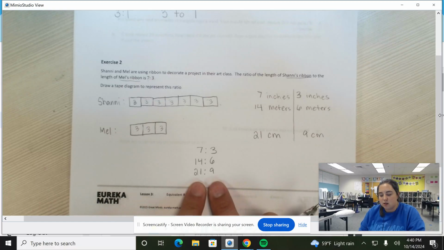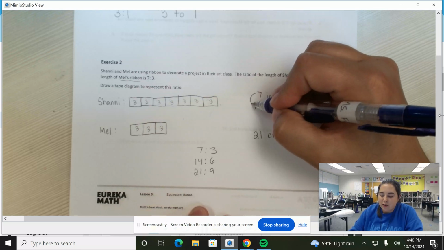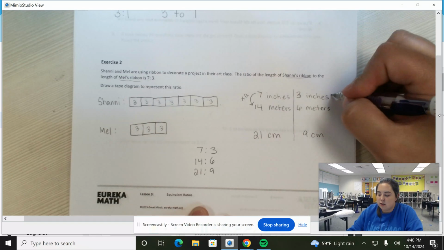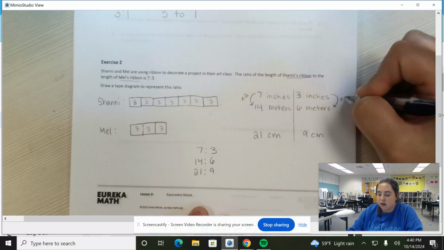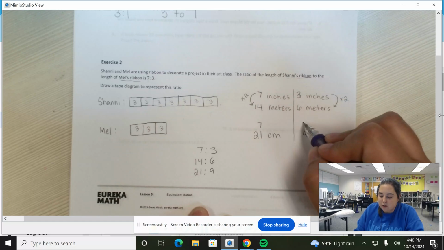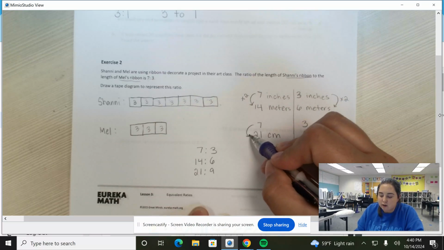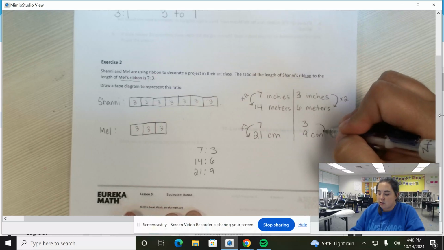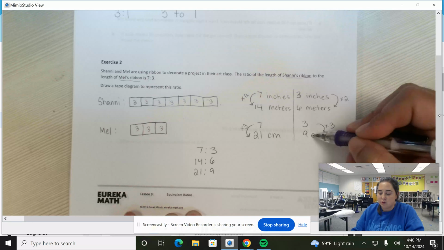So what do you notice about this? Well, something I'm noticing is that to go from that 7 to 14, it just doubled, times 2. What happened to Mel's? Did it also double? Times 2. It did. Let me rewrite down here because we had the 7 to the 3. What happened here? Well, 7, 14, 21. That tripled. Same with over here. This tripled. 3 times 3 was 9.